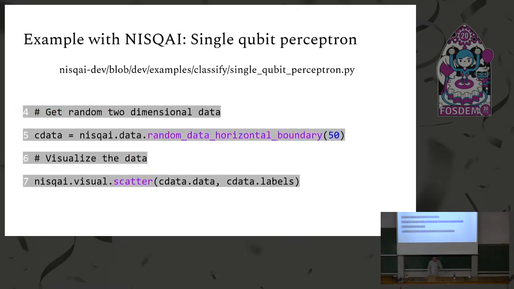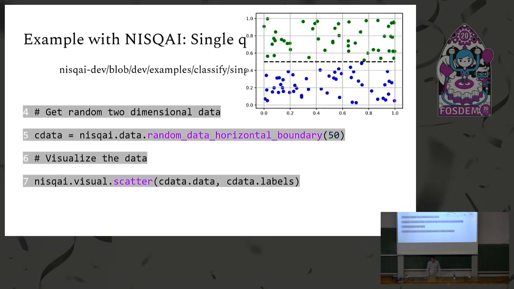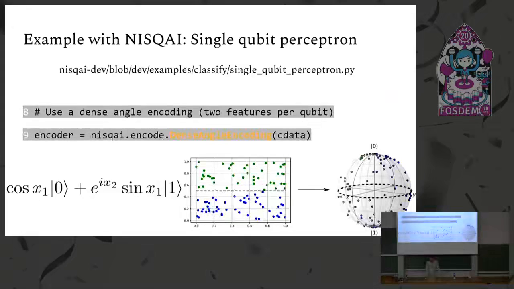The next thing we do is we get some data. So here we're just going to use random data which can be separated by a horizontal line. So that's line 5 here. And then if you want, we have tools to visualize data. So if you run this, you'll see a plot that looks something like this. So the top class colored green and the bottom class colored blue. And this line is showing you the decision boundary between the two.